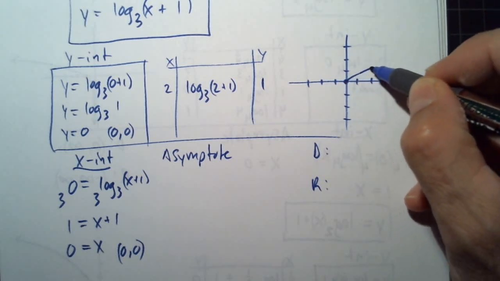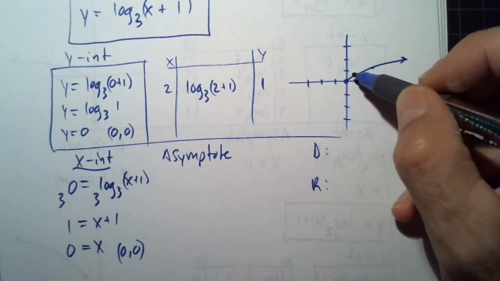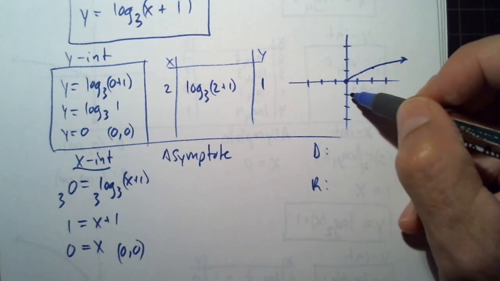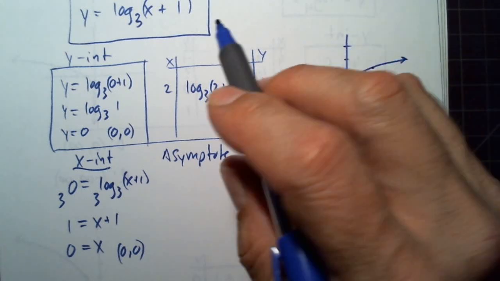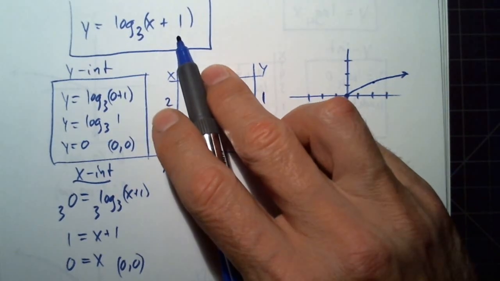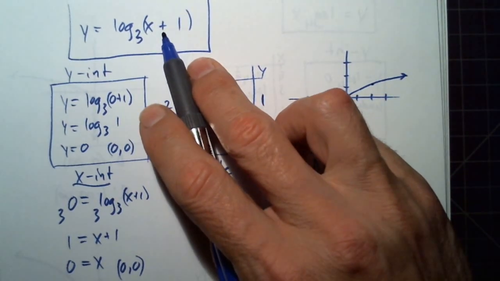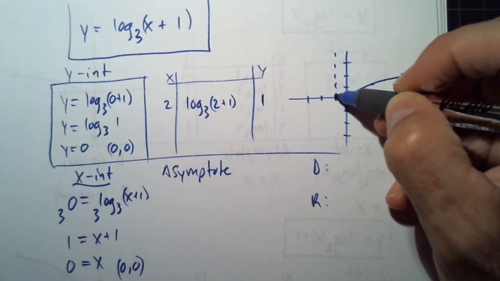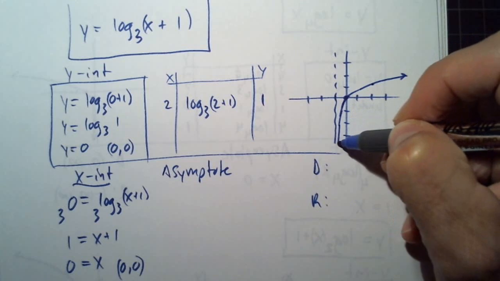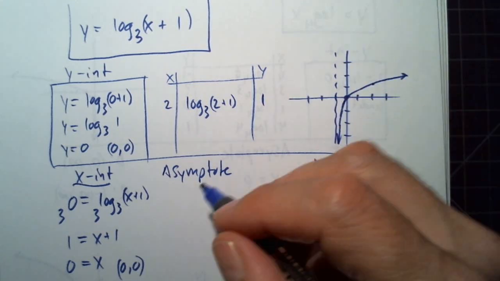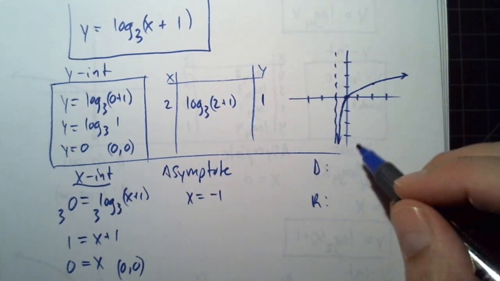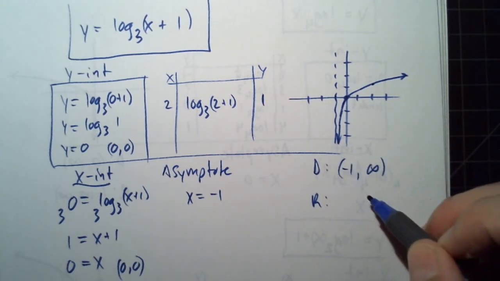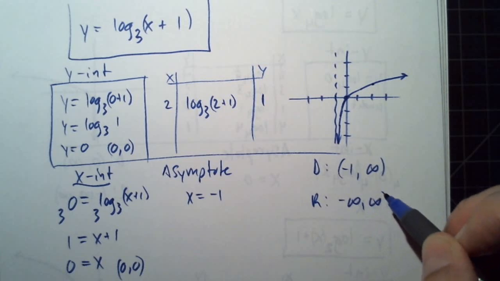The graph is going like this, but we see that it's hitting the y-axis, so the asymptote is not the y-axis. Looking up here, we can see that this is a translation to the left. So 1 unit, so there's the asymptote. And now we can see the asymptote is at x equals -1. The domain starts at -1 and goes to infinity. The range is all real numbers.